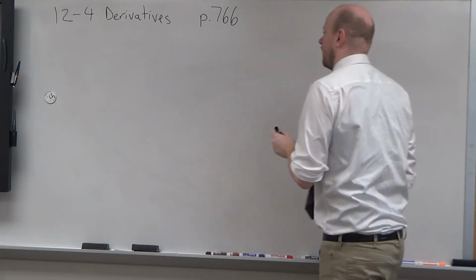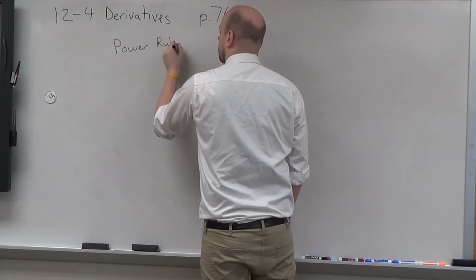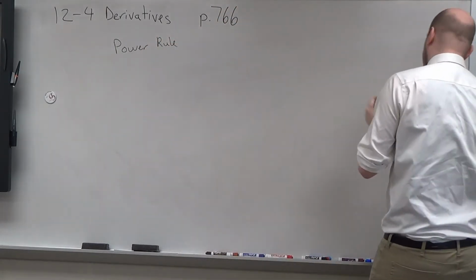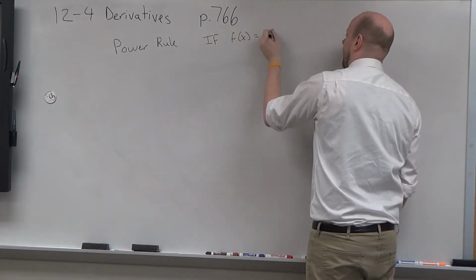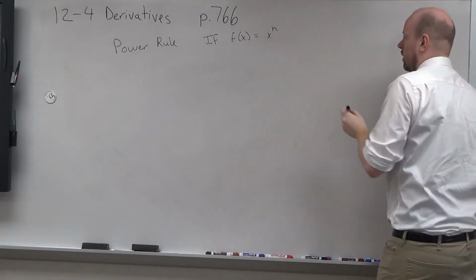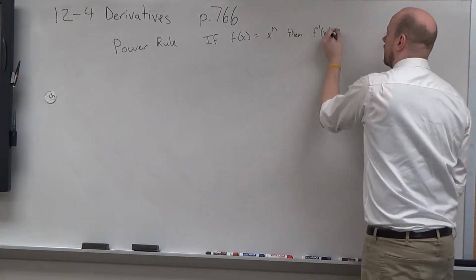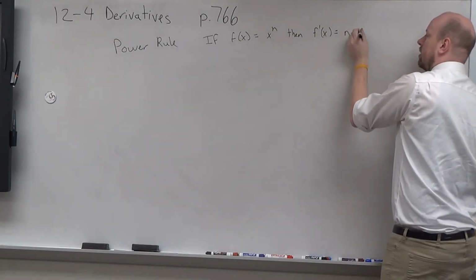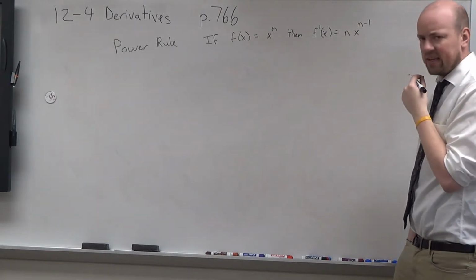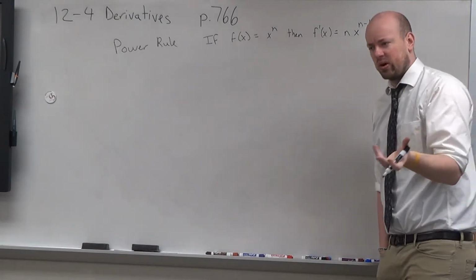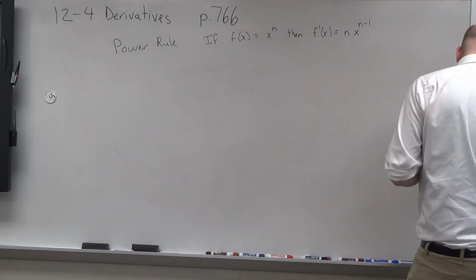Okay. So the first derivative rule is called the power rule. The power rule says that if I have some function, if f of x equals x to the power of n, then my f prime of x equals n x to the power of n minus 1. Now it sounds really messy, but I promise you it works. We'll look into it in a second after we start devising all these rules.